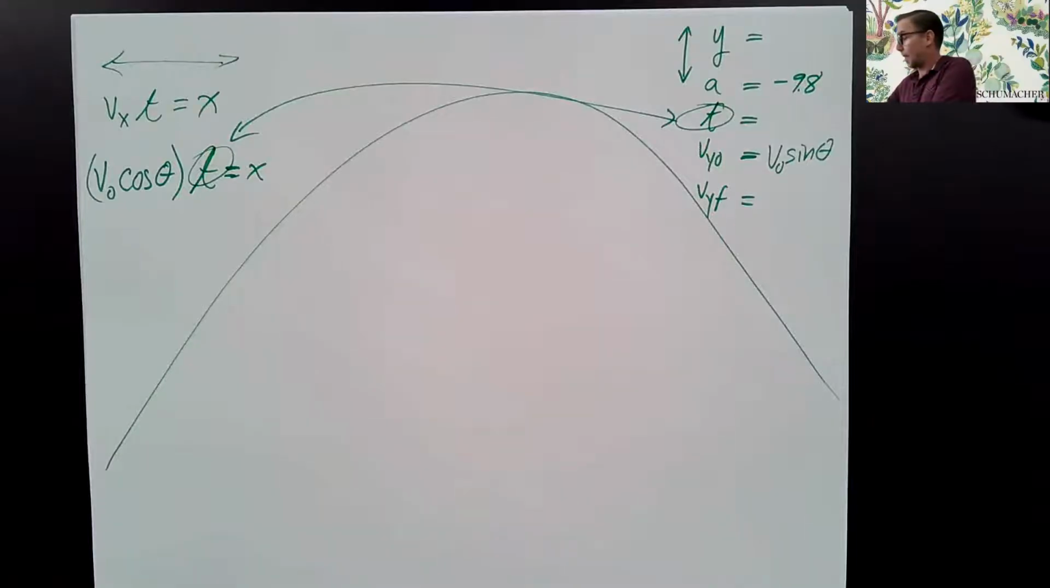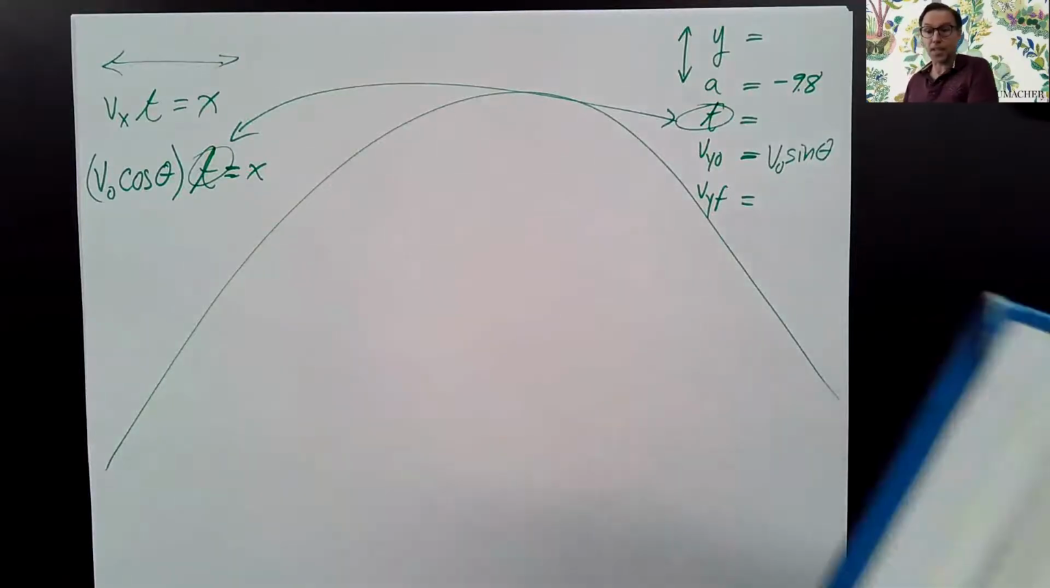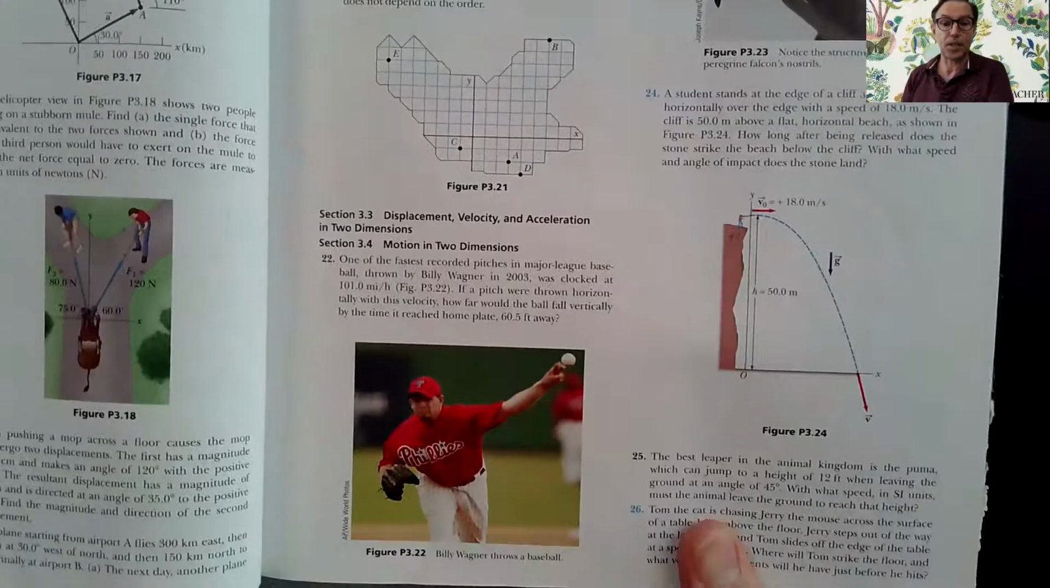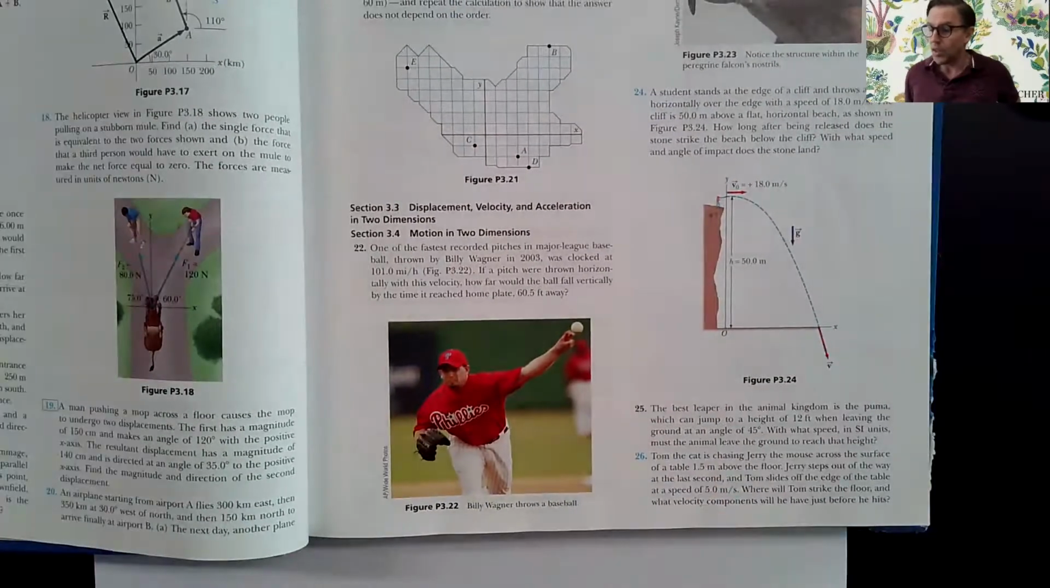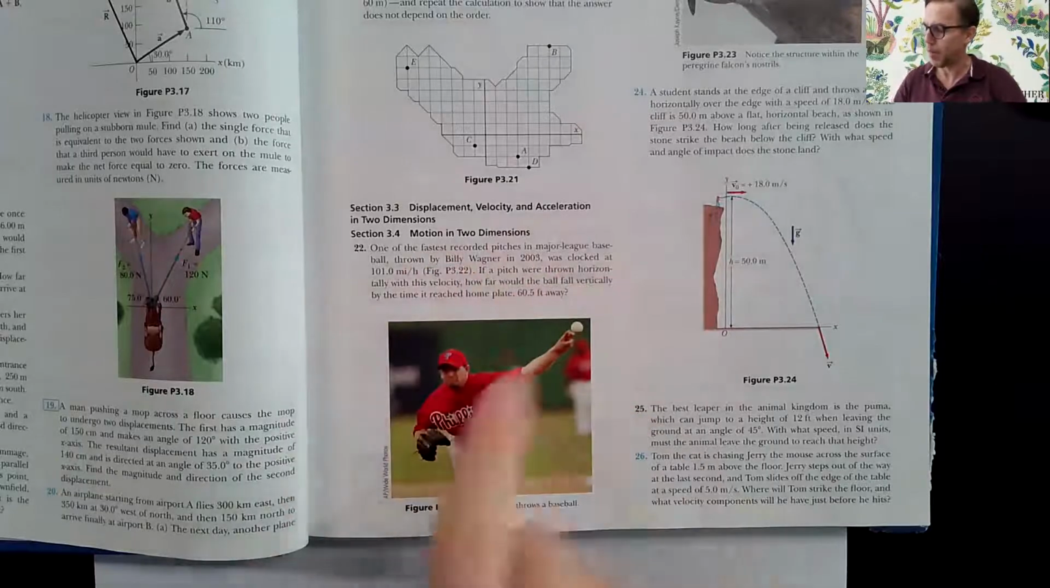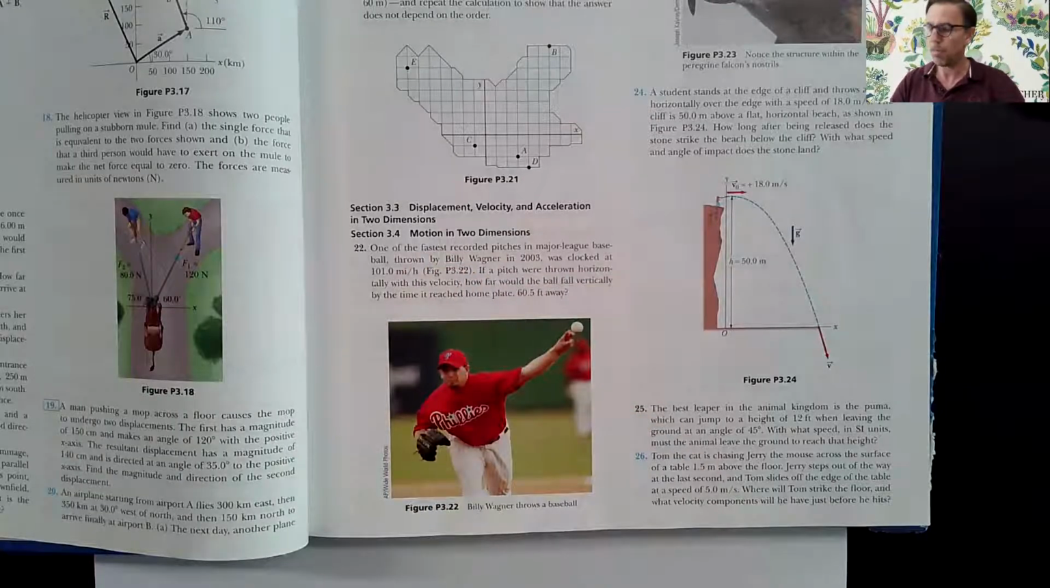But let me give you an example. One of the problems from last week was number 22. This says, one of the fastest recorded pitches in Major League Baseball, thrown by Billy Wagner way back in 2003, was clocked at 101 miles per hour. See the figure.